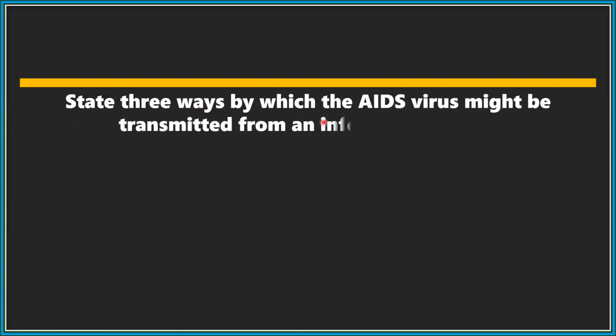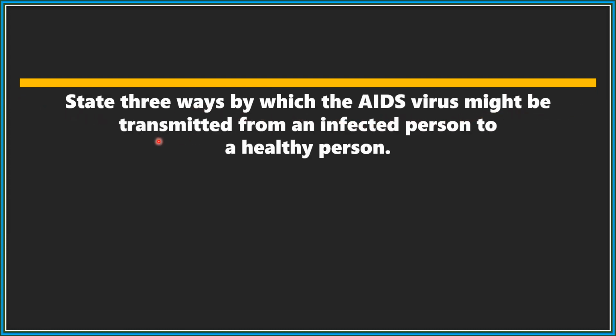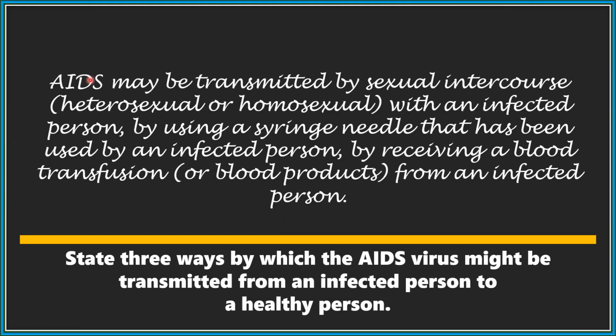State 3 ways by which the AIDS virus might be transmitted from an infected person to a healthy person. AIDS may be transmitted by sexual intercourse, heterosexual or homosexual, with an infected person, by using syringe needles that have been used by an infected person, by receiving a blood transfusion or blood products from an infected person.